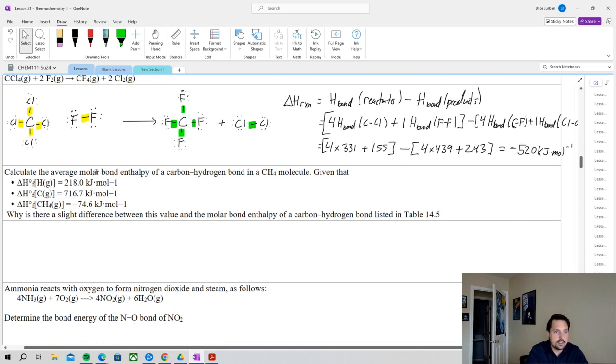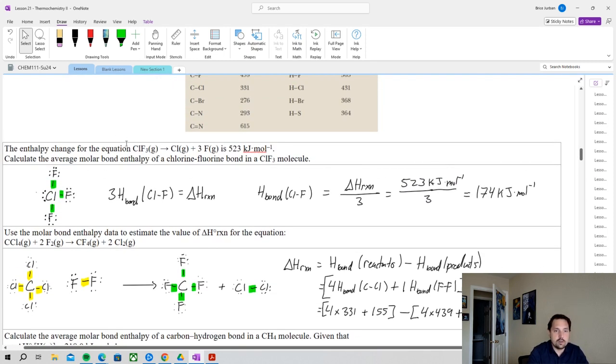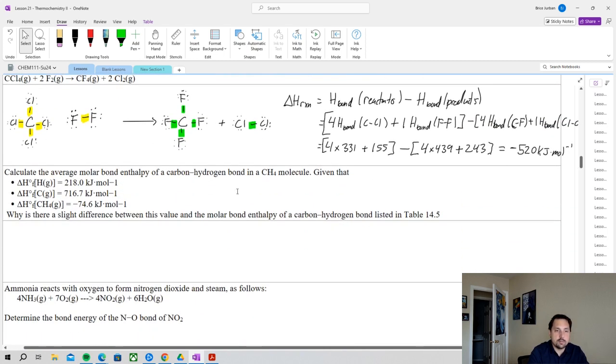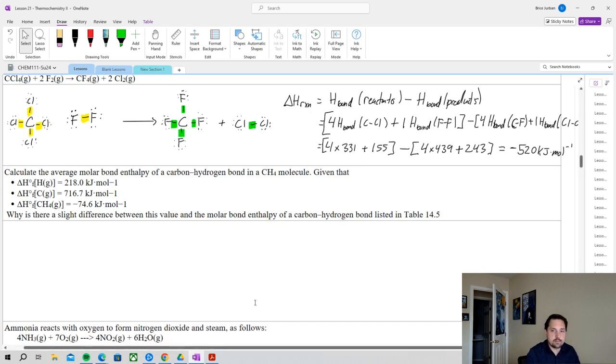So let's calculate the average bond enthalpy of a carbon-hydrogen bond in a methane molecule. And the way I'm going to do this is by looking at the heats of formation of this overall reaction. It's kind of like this one that we were looking at right here, but we aren't given this value. So we're going to calculate that value first, and then figure out the average bond enthalpy of a methane molecule. So let's go and do that.